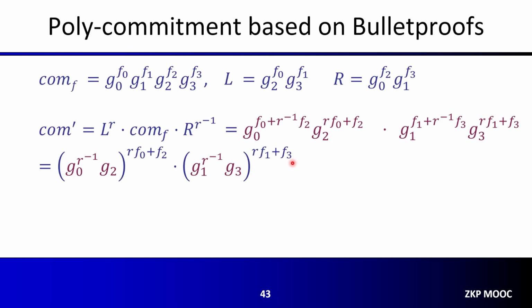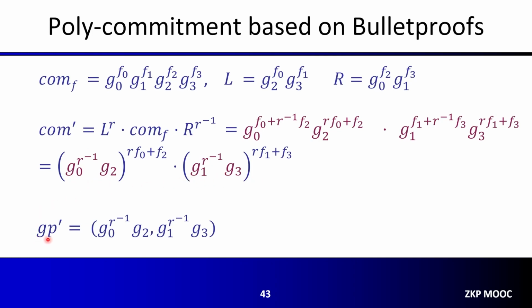And recall that this is exactly the new polynomial we're trying to reduce to. Right? The new polynomial contains two coefficients. The first coefficient is exactly this R times F0 plus F2, and the second coefficient is R times F1 plus F3. So that is saying, after this computation, the verifier ends up with a new commitment. And this is, again, the same as the Pedersen commitment. The exponent is actually from the new polynomial, and the bases are from these two numbers in the parentheses.